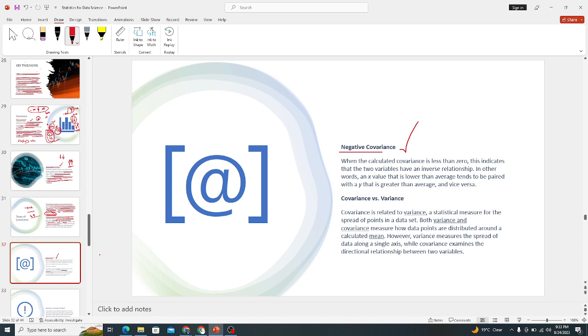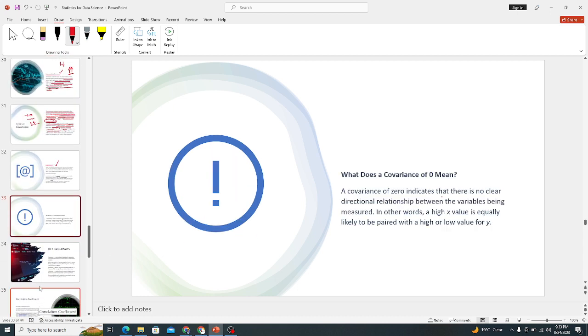Okay, all right, good. Let's go to covariance of zero. If we have covariance of zero, then it means we don't have any clear directional relationship between the two variables. We don't have any clear directional relationship between the two variables being measured. So a covariance of zero indicates that there is no clear directional relationship between the variables being measured.